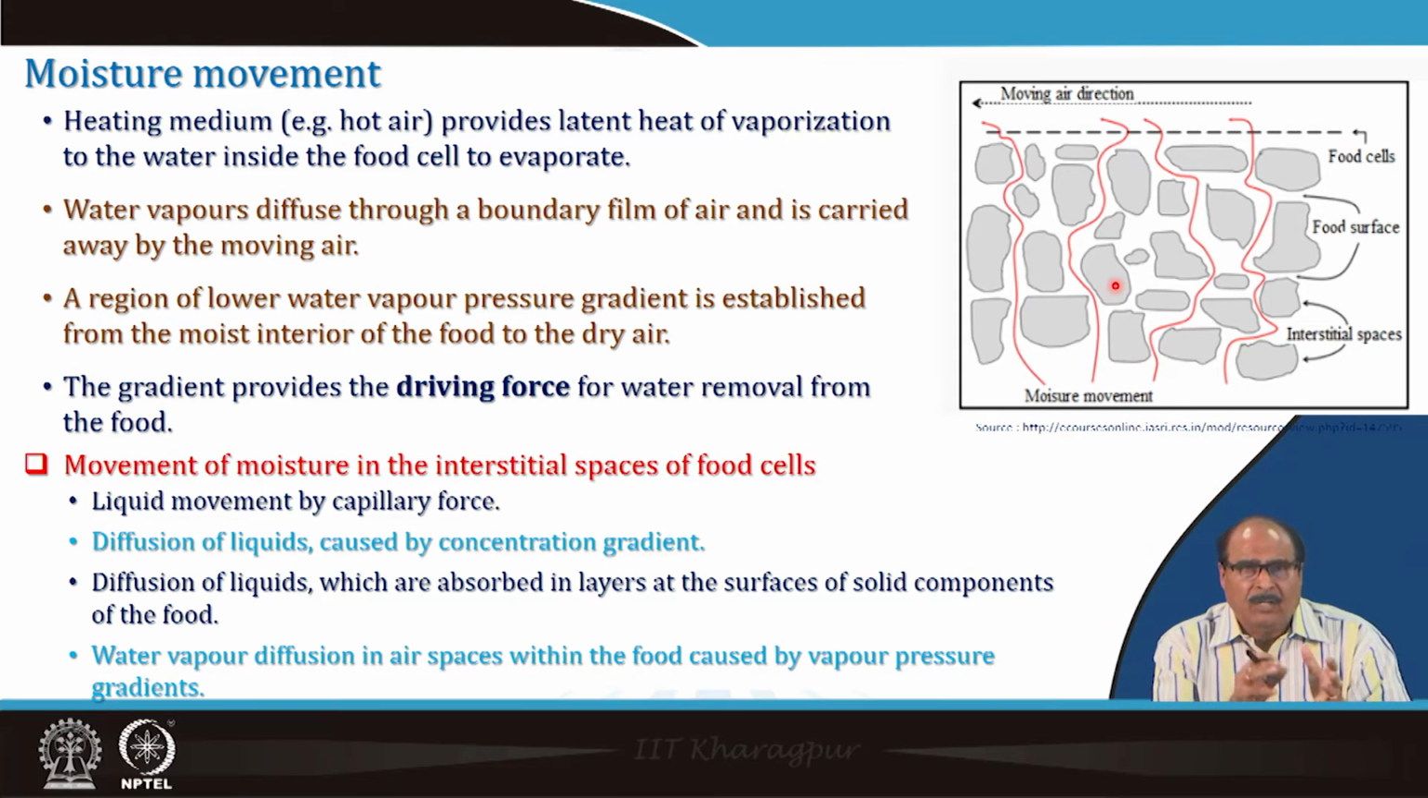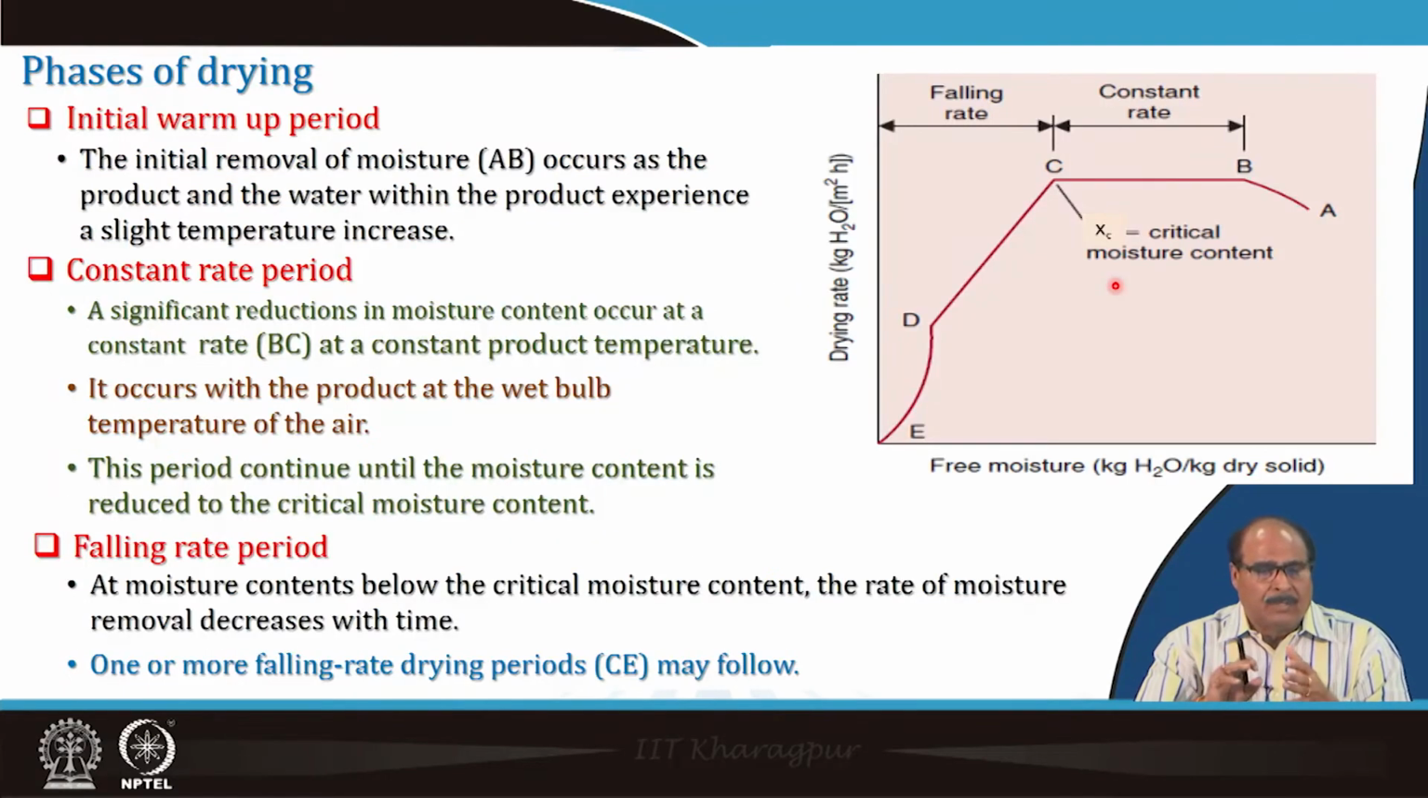Also, there is movement of moisture in the interstitial space of the food cell, that is, liquid movement by capillary force, diffusion of liquids caused by concentration gradient, or diffusion of liquid which is absorbed in layers at the surface of solid components of the food, or water vapor diffusion in air spaces within the food caused by vapor pressure gradient. So, these are the various ways by which water moves.